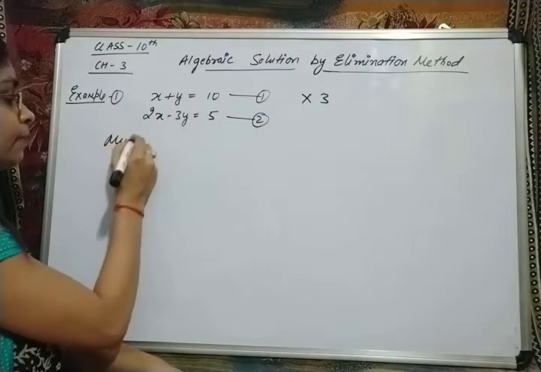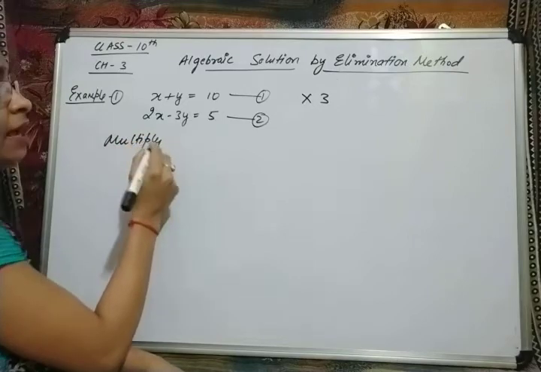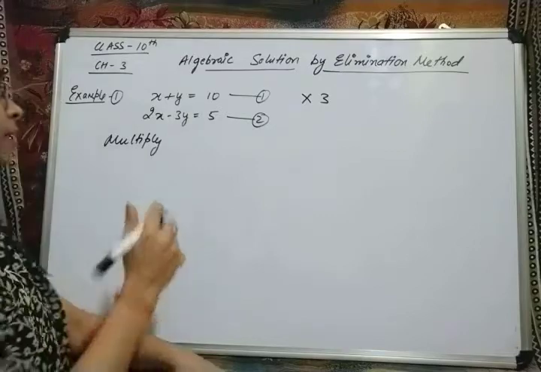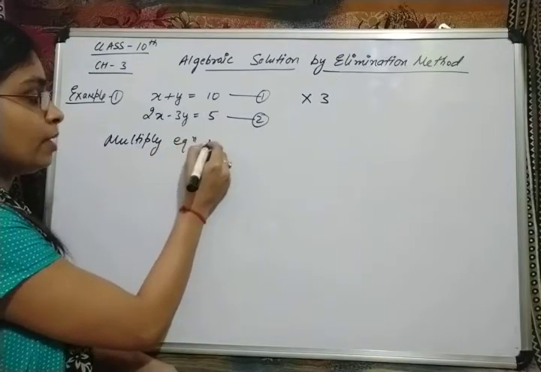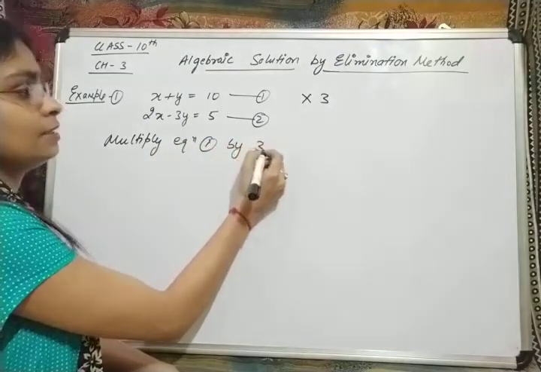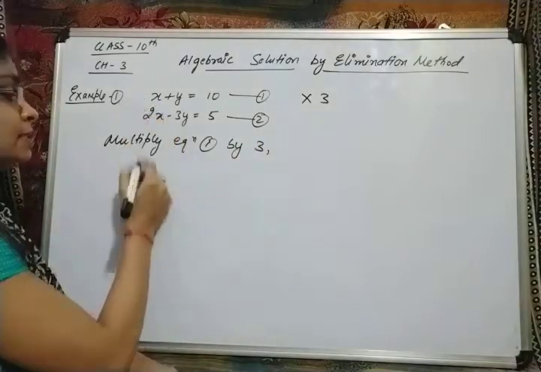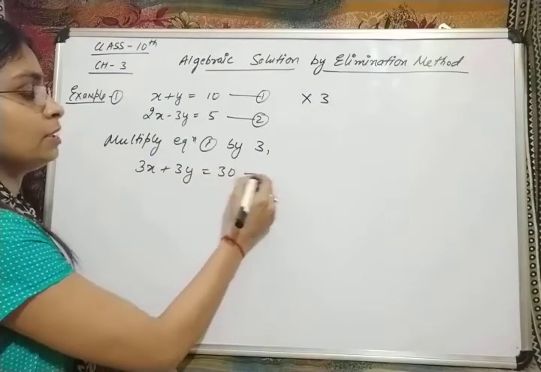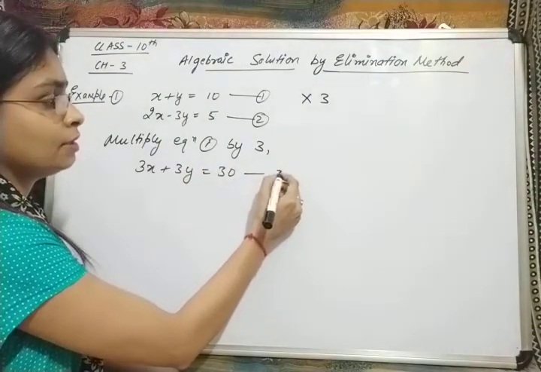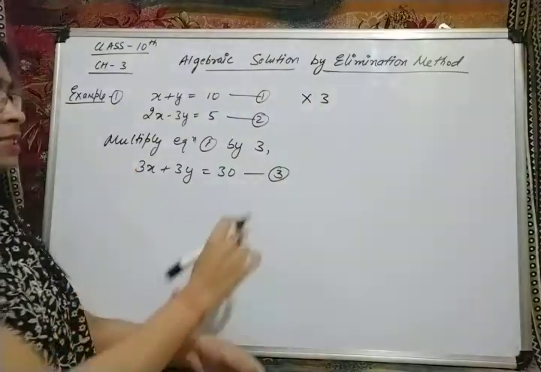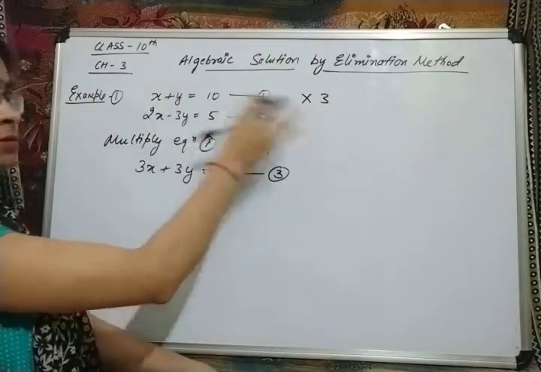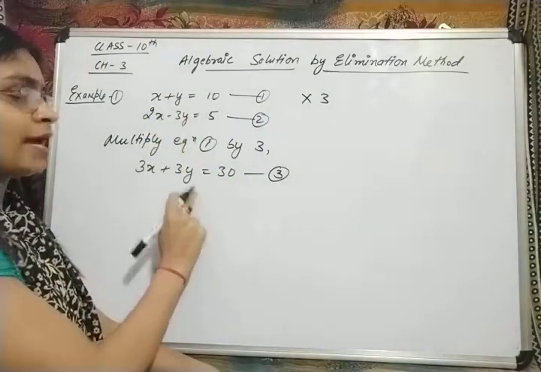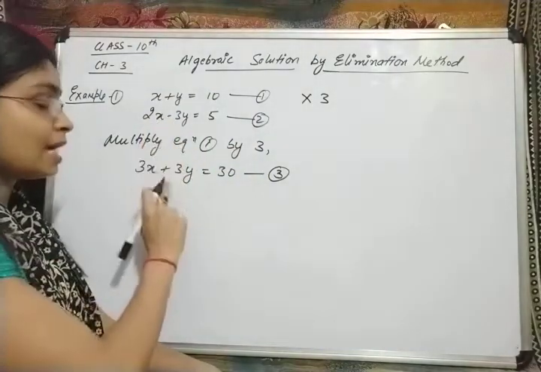We have to only check that they are numerically equal, not the sign. We don't have to consider the sign here. So multiply equation 1 by 3. So what we get? This is 3x plus 3y is equal to 30, and this is our equation third. Now just see equation 2 and equation 3. Just forget about equation 1. Now second and third: here the coefficient of y is the same, 3 and 3, and their signs are opposite.